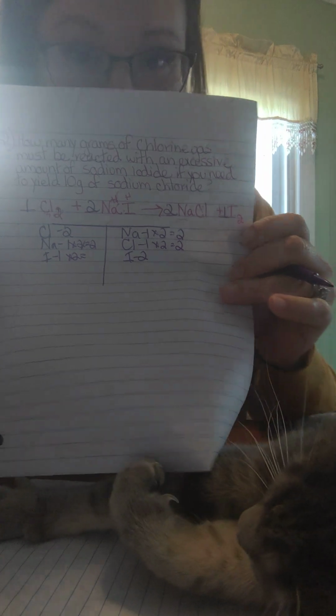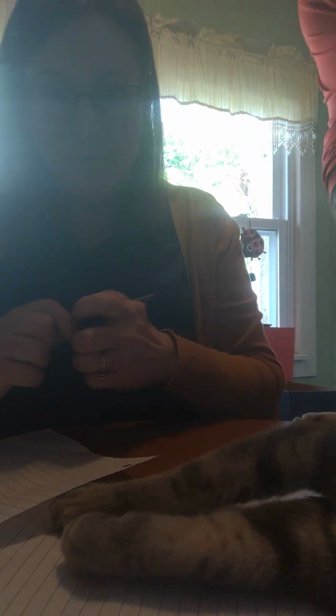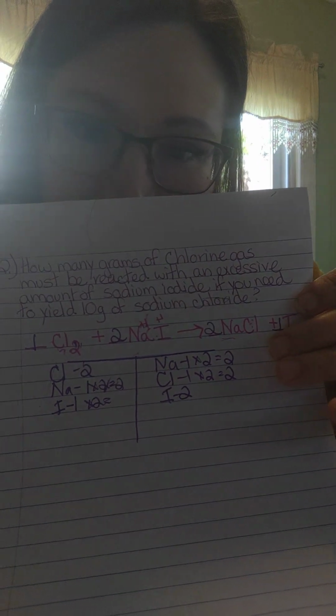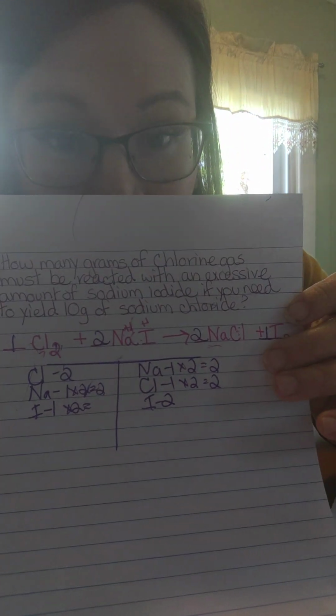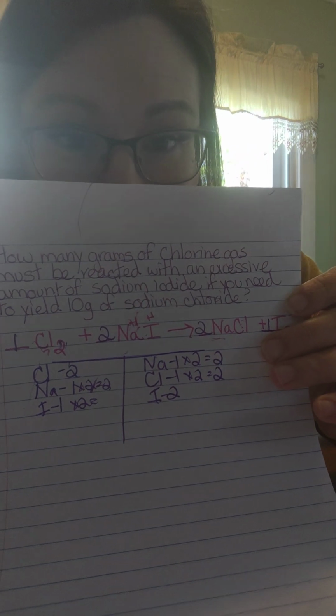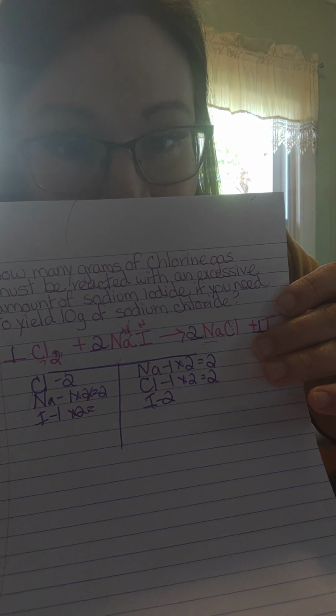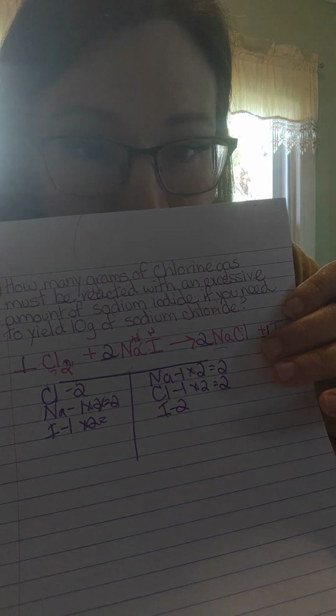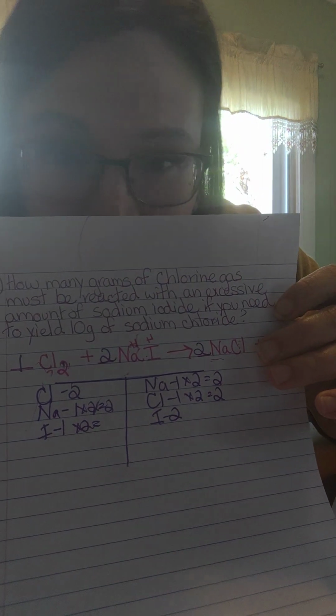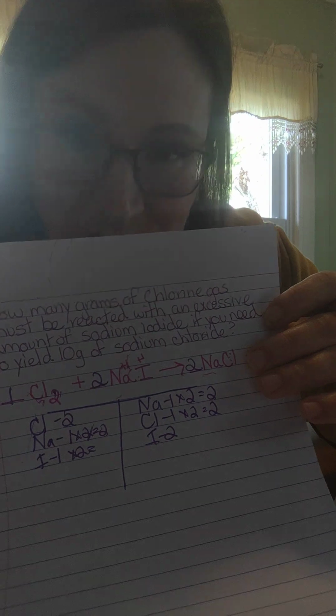Alright, so now to do the equation part. In the equation it says how many grams of chlorine gas must be reacted with an excess amount of sodium iodide if you need to yield 10 grams of sodium chloride. Alright, so we start with what we know. And we know that we have 10 grams of sodium chloride.